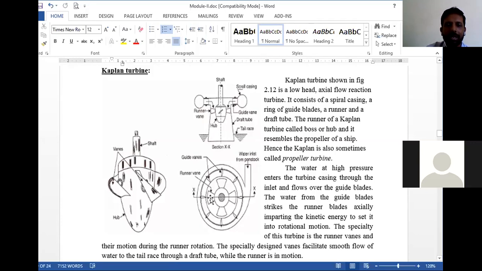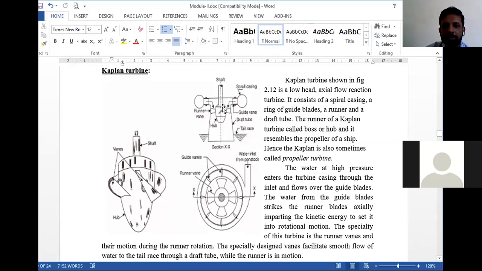So similarly, unless we cut here from top to bottom and then look in front of it, we cannot see what the components inside this are. Once we cut from top to bottom and look standing in front of it, we will be able to see these components. So here at the center we have the shaft, and the shaft has been coupled with the runner blades and this hub.